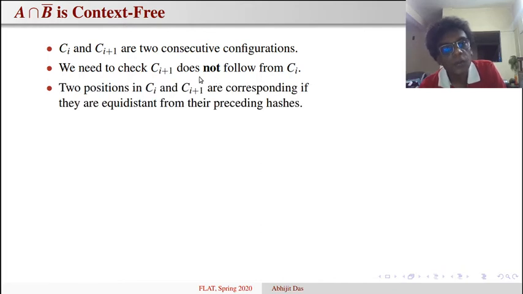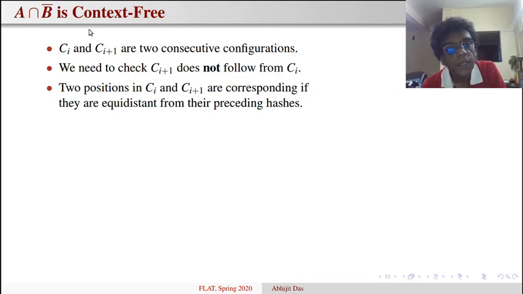Okay, so I use one important definition, a term. Two positions in Ci and Ci plus 1 are called corresponding if they are equidistant from their preceding hashes. Okay. So this is syntactically valid, so some hash must be there before Ci and some second hash must be there before this Ci plus 1.